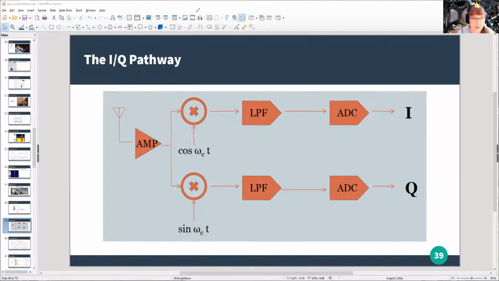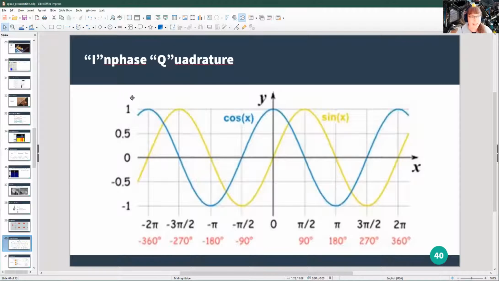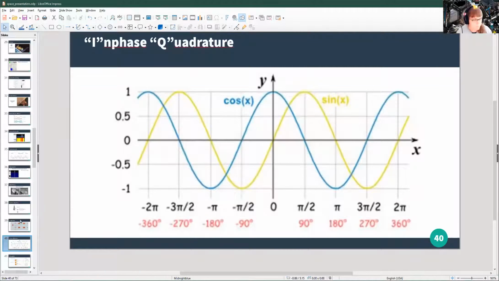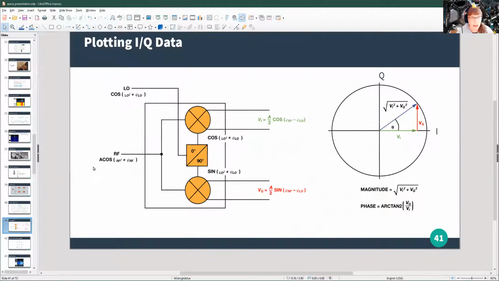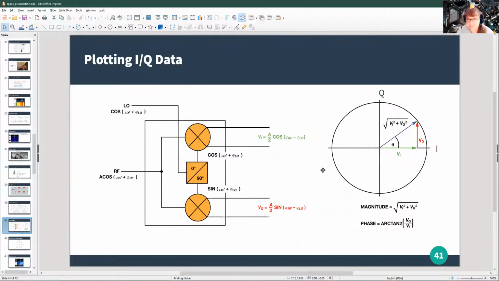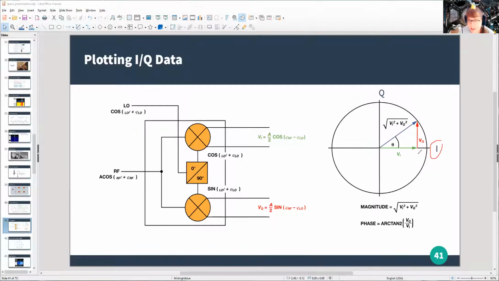They're all drawings. And next slide. So as I said, I stands for in phase and Q stands for quadrature. Now the nice thing about I and Q, and this is very important for digital transformation, is that we can plot I and Q on a circle. So we have I over here on the x-axis and Q on the y-axis.